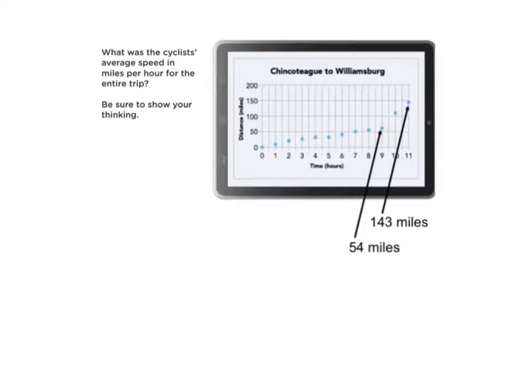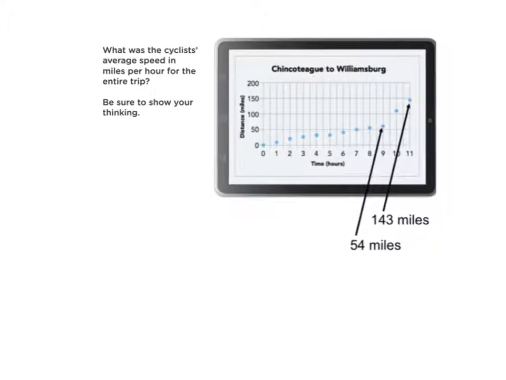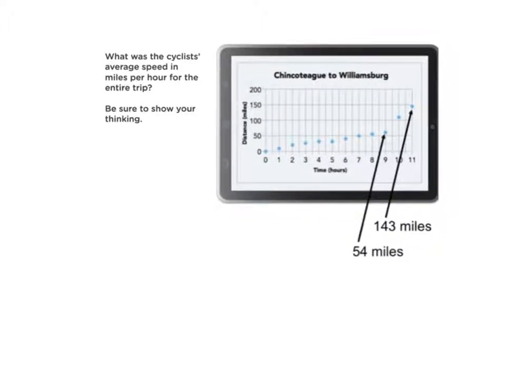This question is asking us to find the average speed in miles per hour for the entire trip. So I need to think about how many miles they completed and how many hours it took them to do the entire trip. So let's look at this. We know that the entire trip ended right here at this dot. And this dot is 143 miles. And it took them 11 hours to do it.